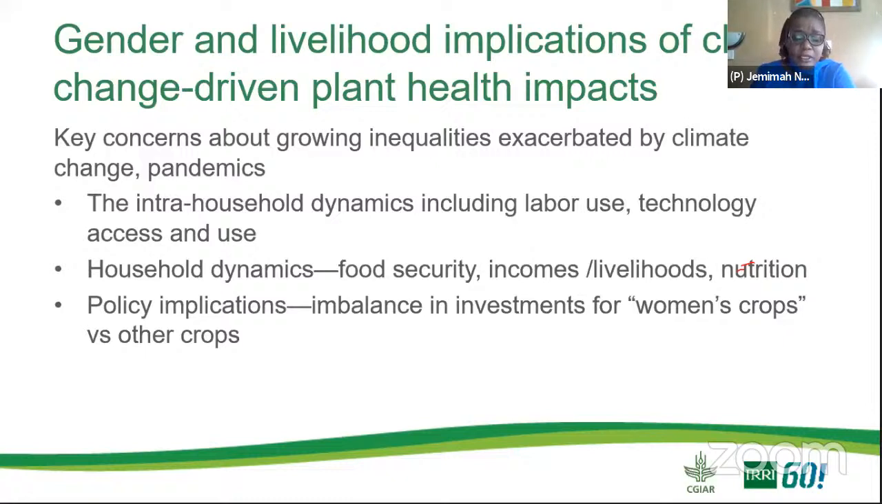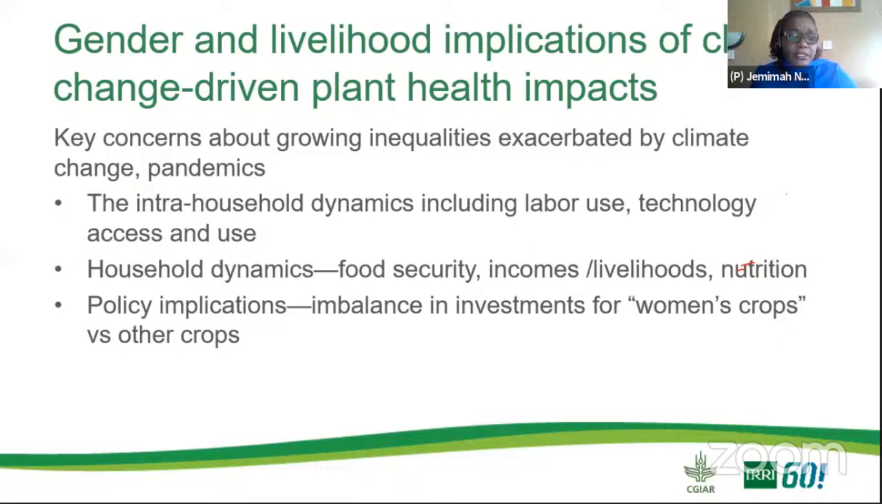Then the third level is the policy implications. What we've seen a lot of is the imbalance in investments between what would be considered key crops in countries versus what would be considered women's crops. And we've seen decreased public spending in some of these crops and livestock that are really critical for both women's livelihoods, but also for nutrition. For example, in Kenya, there's a national insurance program that covers maize as a key crop in the country. And we are working with the government to use satellite data and mobile data to see how to design contracts for crops such as green grams and potatoes that are important for women and that are important for nutrition.